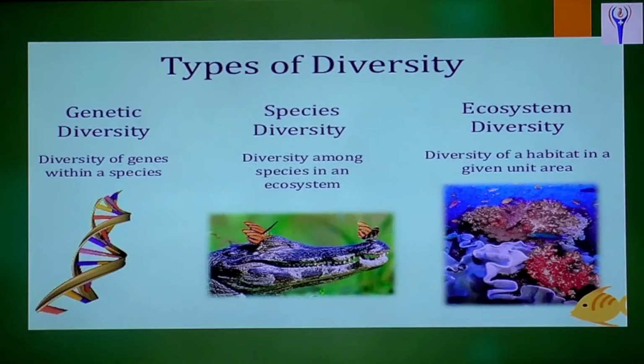And the next is species diversity. Species diversity means the number of species present in an ecosystem. And the next is ecological diversity, which means a huge geographical location. That is the diversity of habitats in a given unit area.